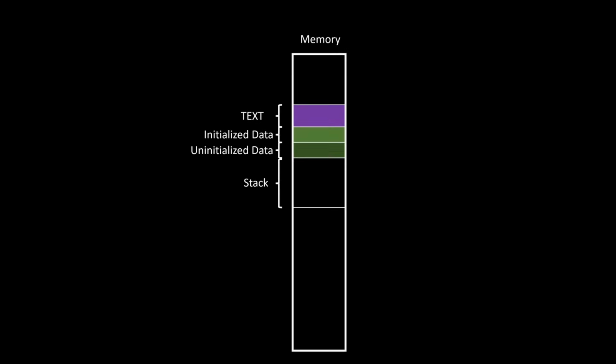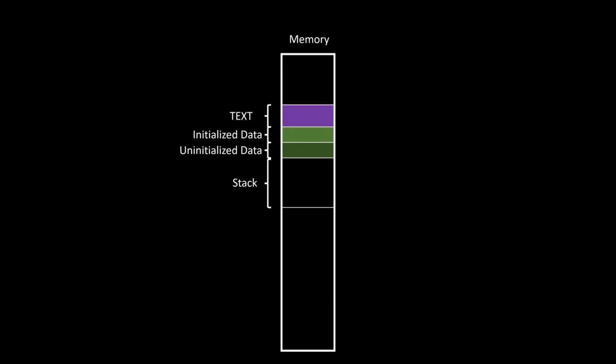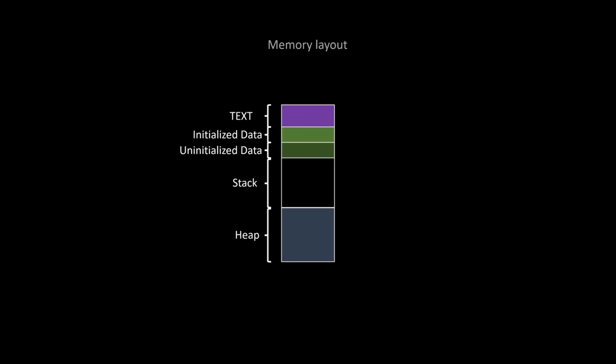Notice that these regions share something in common. Their size is fixed. Don't let the stack confuse you, by the way. Its size never changes. What changes is the amount of data stored on it. Lastly, we define a special memory region capable of expansion as needed. This region is known as the heap. Unlike the stack, the heap size can be dynamically adjusted through system calls. This is what we know as the memory layout of a process.